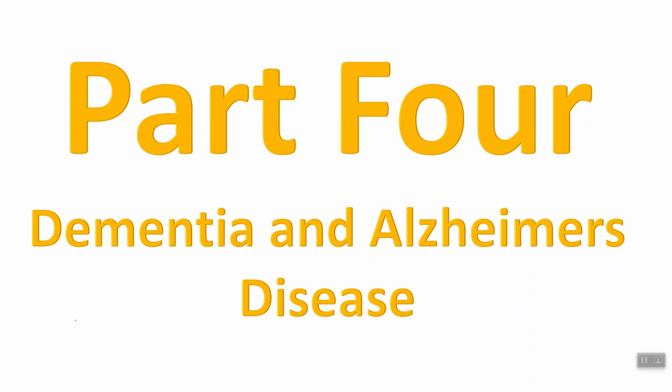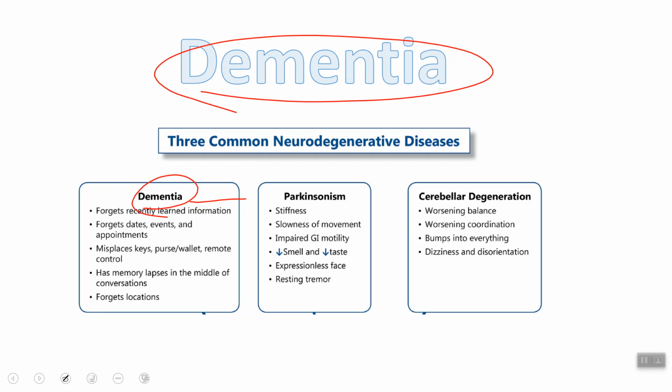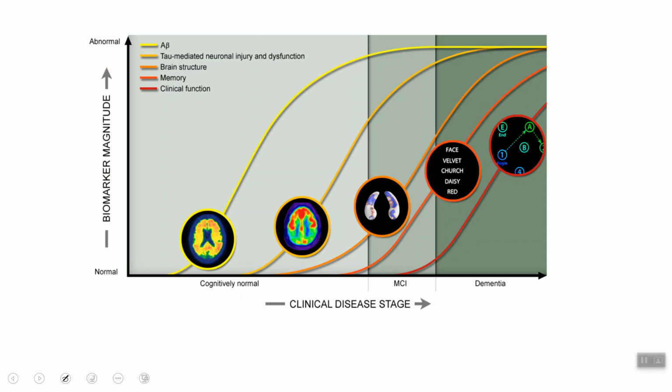Okay, part 4, dementia and Alzheimer's disease, more specific details of these. So this is what we're going to connect. We're going to start to go over dementia. So we're specifically talking about dementia now. So here's what happens over a period of time. This is going to be more like Alzheimer's disease.